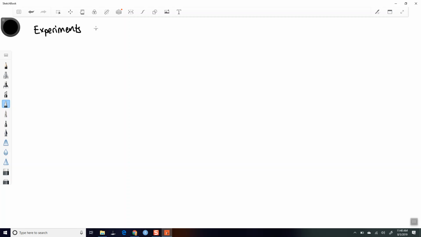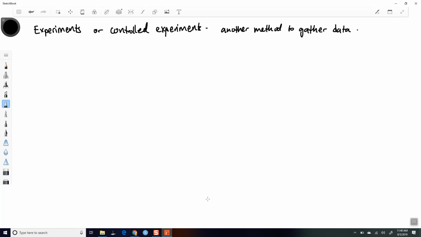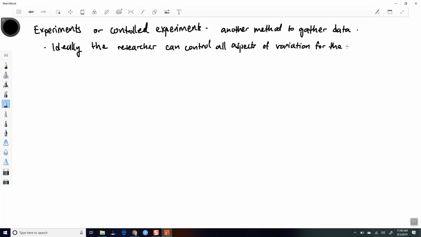Okay. All right, and then the other part, and we've talked about this briefly, is on experiments, okay? Experiments, and we might call these controlled experiments. This is experiments or controlled experiments. Okay, and this is another method for gathering data. Okay, ideally, the researcher can control all aspects of variation for the participants.